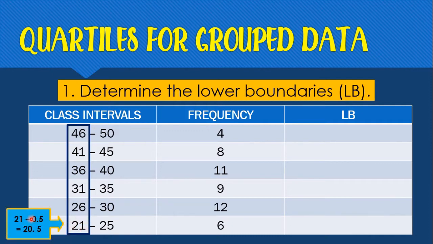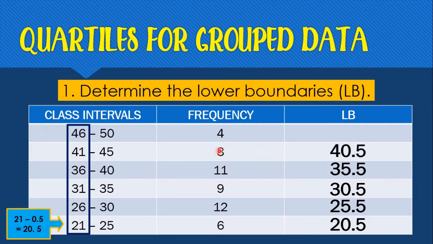So 21 minus 0.5, that's equal to 20.5. In the same manner, 26 minus 0.5 is equal to 25.5. 31 minus 0.5 is equal to 30.5. 36 minus 0.5 is equal to 35.5. 41 minus 0.5 is equal to 40.5. And 46 minus 0.5 is equal to 45.5.